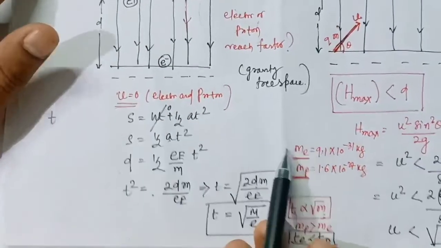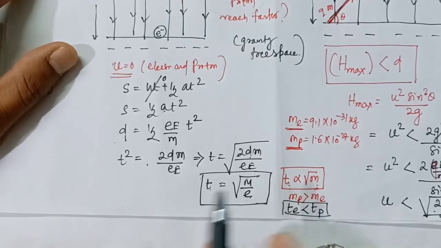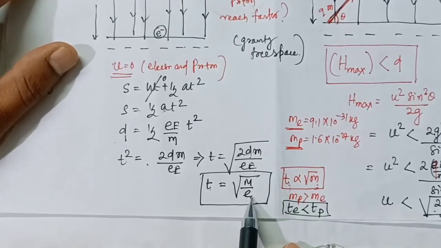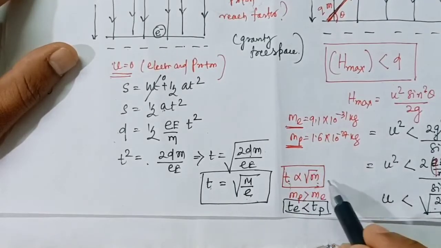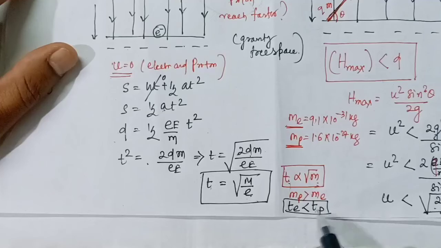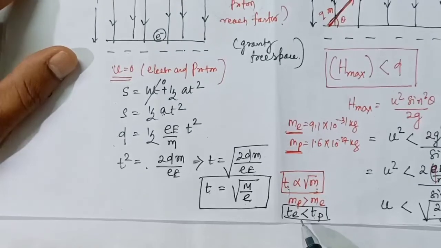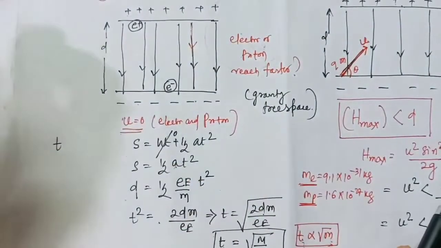So I concluded one important thing, that time T depends on mass and charge, but the electron and proton both have the same charge magnitude, so T depends on mass. So this question can be framed like this. The proton's mass is greater than the mass of the electron, so the time taken by the proton is definitely greater than the time taken by the electron, so the electron will reach this end quicker than the proton.